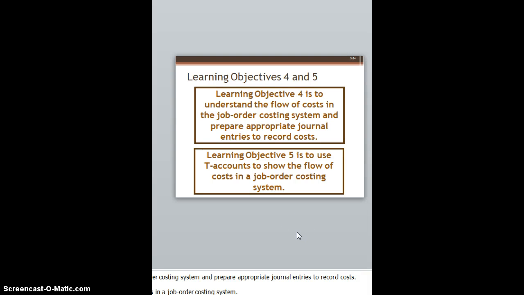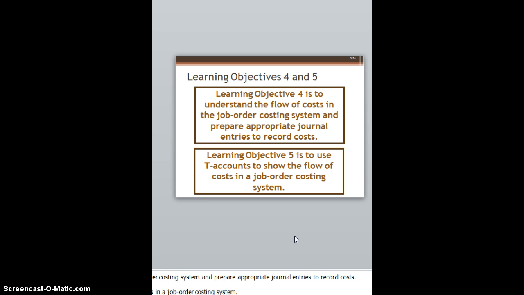We will now pick up with tonight's session by discussing the remainder of Chapter 3. There's just a couple items that I want to go over in Chapter 3, which are not real important in the whole scheme of things, but I think they're important for you to see the whole picture. With Learning Objectives 4 and 5, I just want you to understand the flow of cost in a job order costing system.